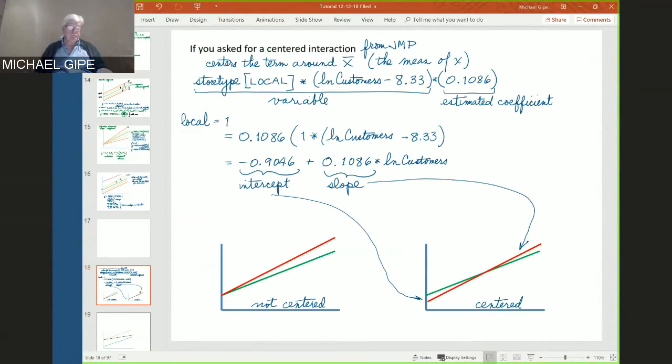Okay. So when you see that kind of complex variable name, that's what's going on. It's centered the interaction term such that you actually shift it up or down as well, so that you're not rotating the slope of that regression line around the x equals 0 point, but you're doing it around the middle of the x data.